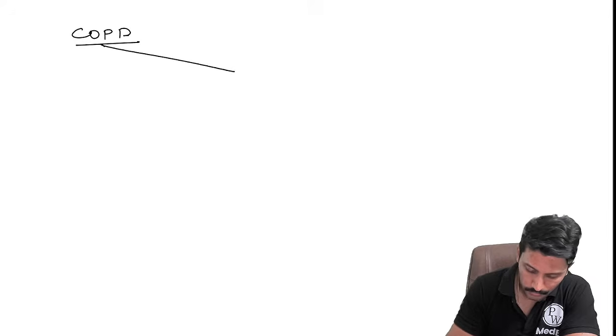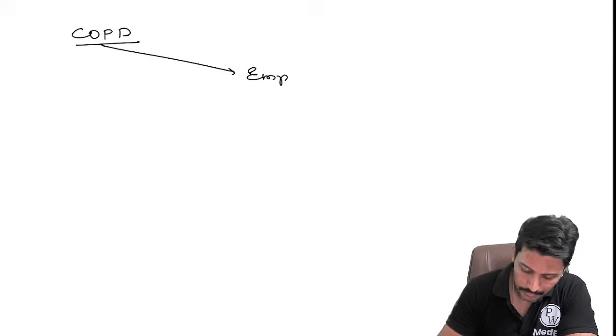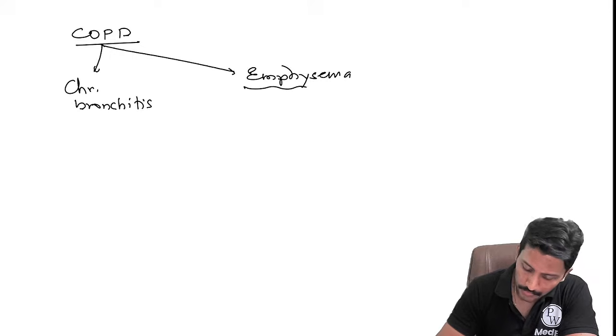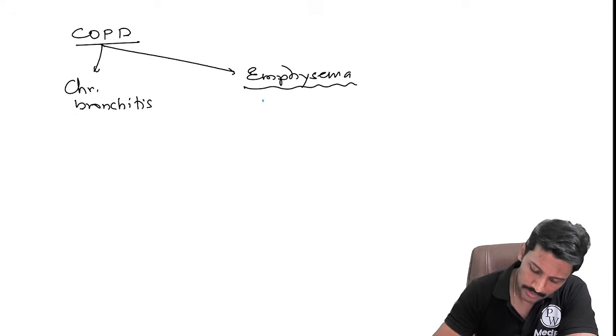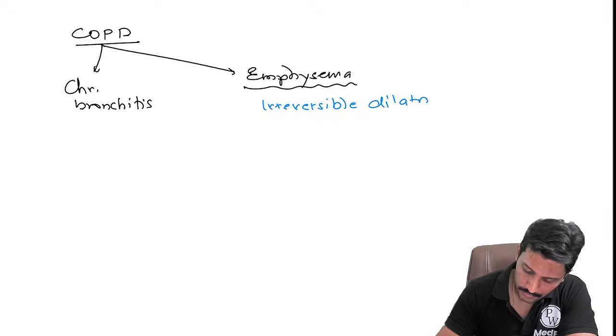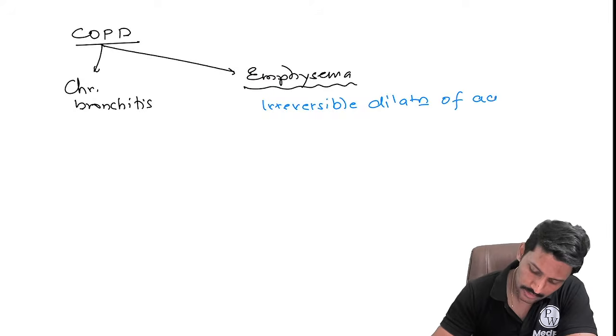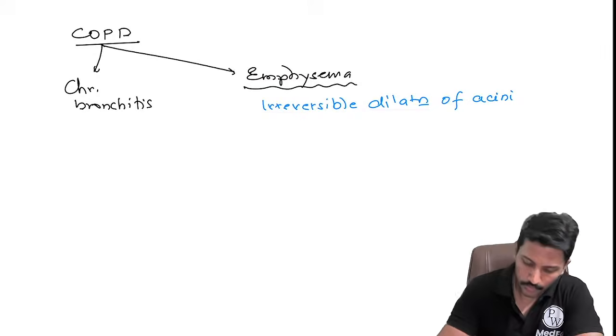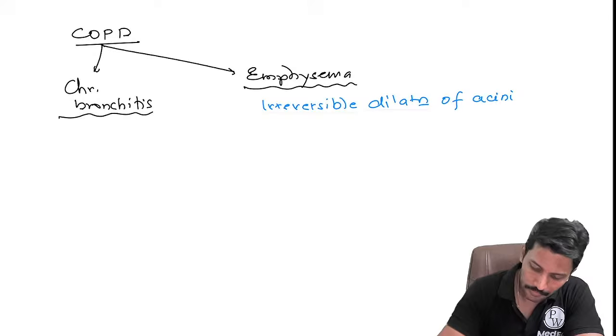So if you talk about COPD, there are two subcomponents. One of them is emphysema. The other one is chronic bronchitis. So how do we define emphysema? Emphysema is defined as irreversible dilatation of acini, or if you want to remember it, you can remember it as alveoli. While chronic bronchitis is a clinically defined entity.